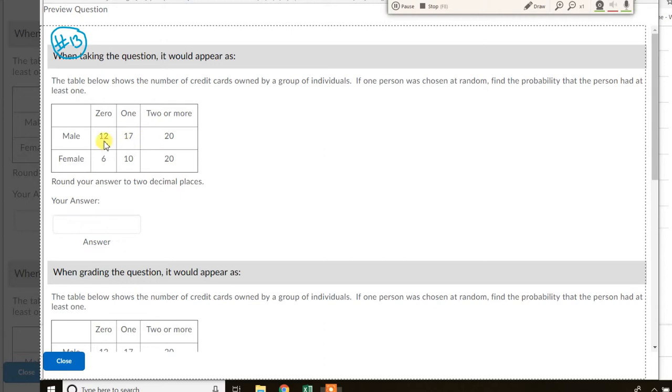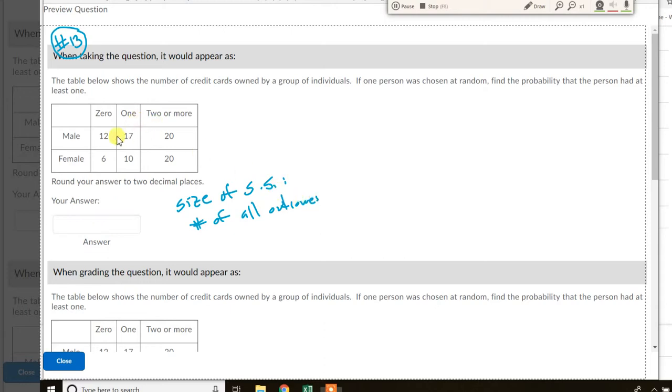And here we have 12 people who were both male and had no credit cards. Another 17 were male and had one credit card, and another 20 were male and had two or more credit cards, etc. Okay? These are the different outcomes in the sample space. So what's the total size of the sample space? It's the number of all outcomes, and we can just add them up.